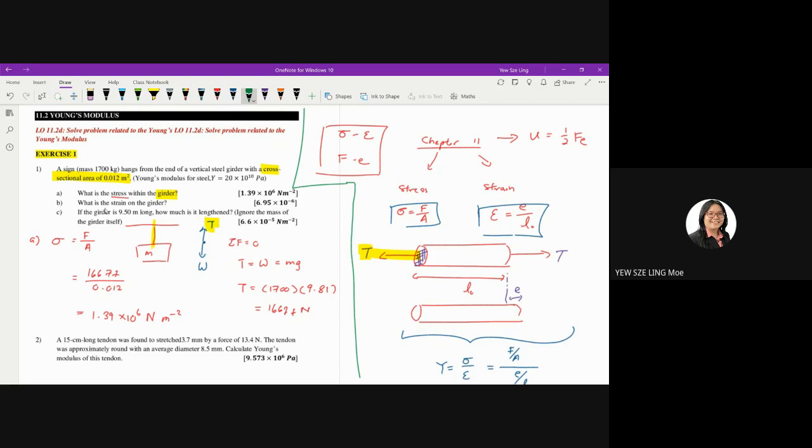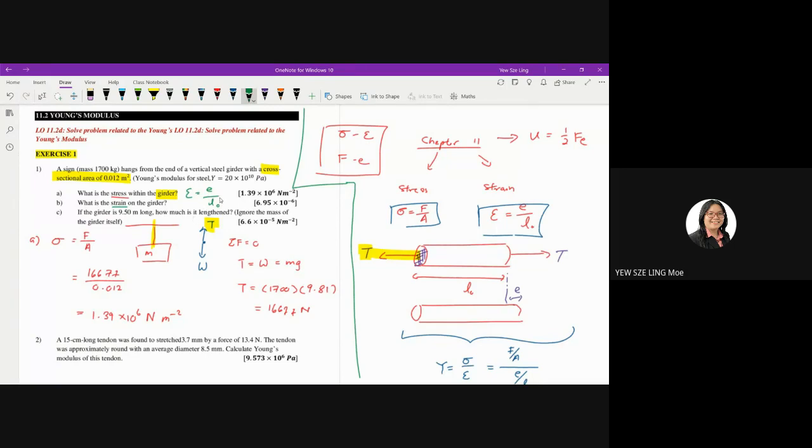Okay, then how about question B? Question B, the strain. So how are we going to calculate the strain? If you look at the equations, epsilon equals e over L naught. Now, obviously, you cannot use this equation. Why?